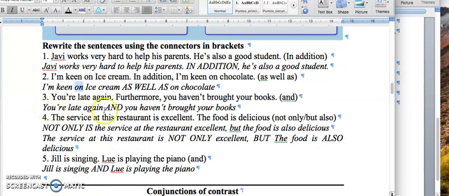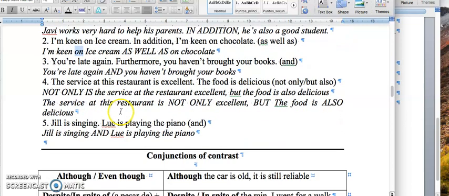You are late again and you haven't brought your books. Okay, it's just to omit this part and you use and. In this case, we have to use not only but also, so there are two possible sentences. Not only is, we say the auxiliary, the service at the restaurant excellent, but the food is also delicious. Or, in the middle, the service at the restaurant is not only excellent, but the food is also delicious. Here we just have to use and, no? So Jill is singing and Lou is playing the piano.